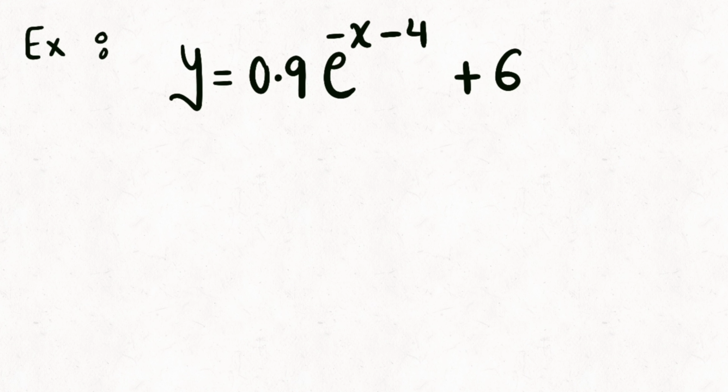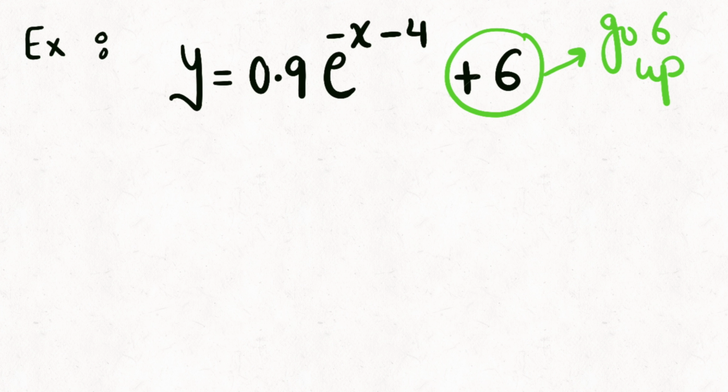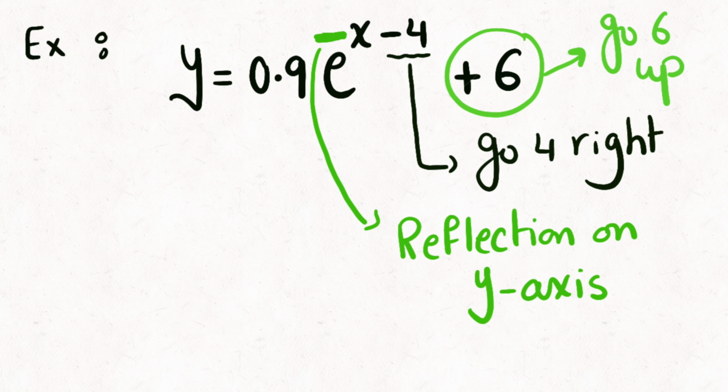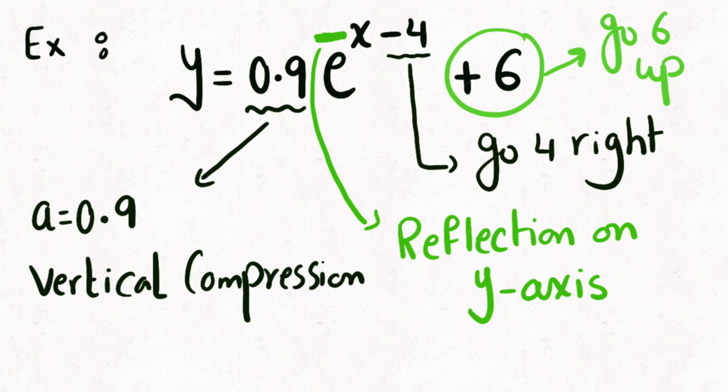Now, analyzing y equals 0.9e^(-x-4)+6, we'll start from our right hand. +6 means go 6 up. -4 means go 4 right. Having a negative beside the x means that you have a reflection, but this time on the y-axis. 0.9 will indicate letter A, which is vertical, and because it is less than 1, we will say vertical shrink or vertical compression. b equals e, it's greater than 1, and you are dealing with growth. The domain will be all real numbers, and the range will be y greater than 6. Because the negative is beside x, it will not affect it.